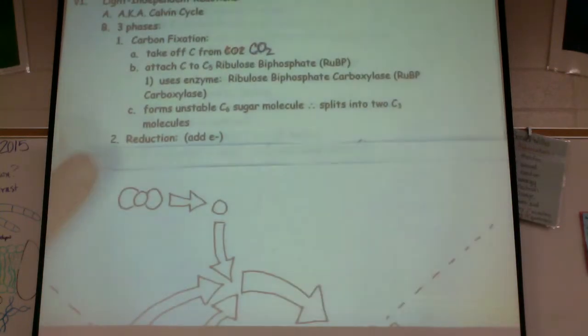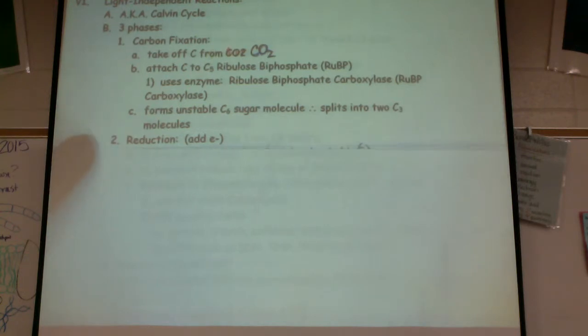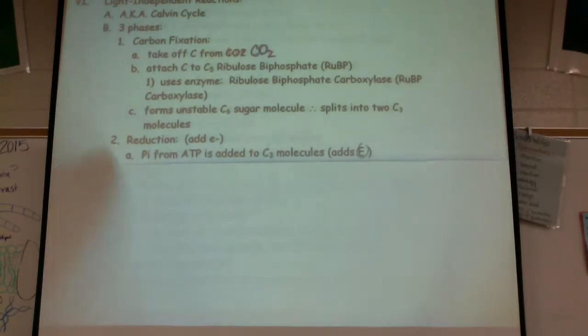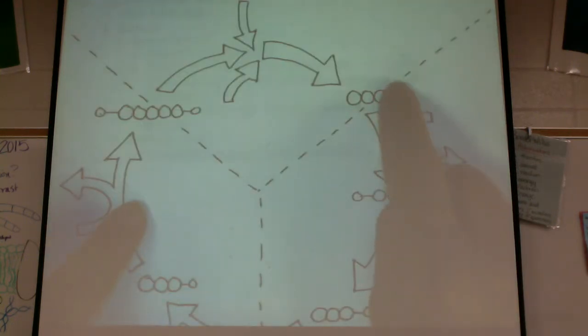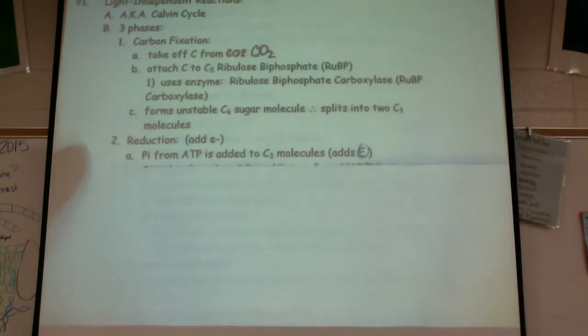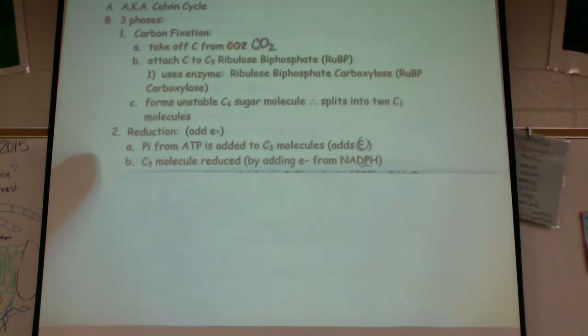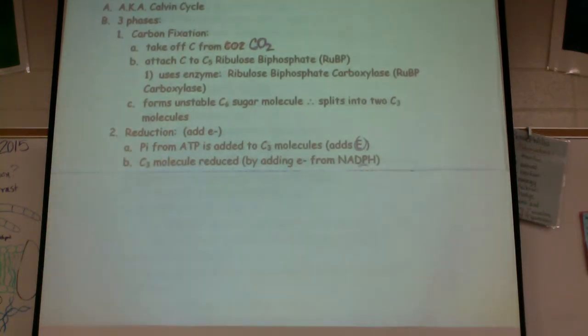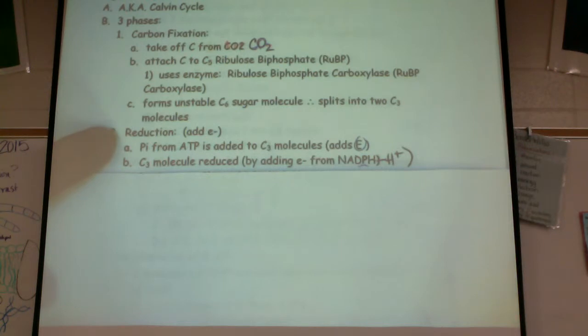Have fun! All right, the reduction, remember how I said some of those electrons, right, from that lovely electron taxi known as NADPH plus H plus, right, is where you've got some ATP coming in to phosphorylate. That's why there's this little thing right here. Phosphorylation adds energy to this 3-carbon molecule, okay? Then you've got the C3 molecule being reduced because NADPH plus H plus is coming along and being that little electron taxi that drops off the electron, hence the reason it's a reduction.